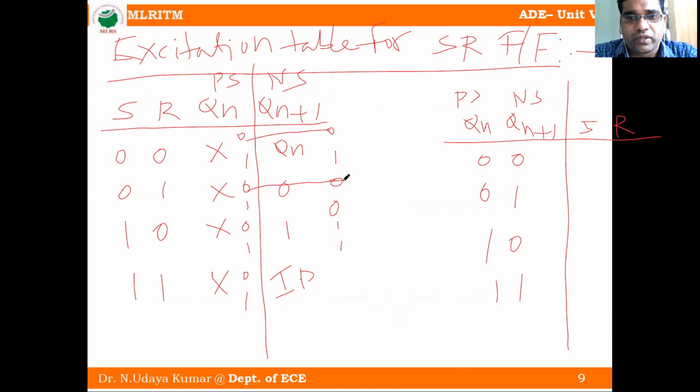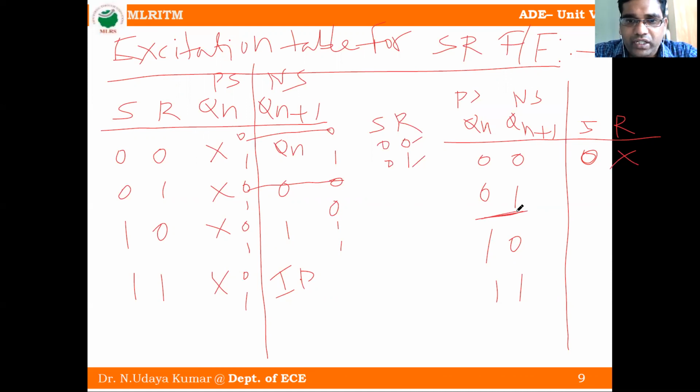Okay, so we will write here SR. For 0 0, which combination here? This one is 0 0. Then here also we are getting 0 0. What is the input with respect to it? The input is 0 1. Okay, so from this you can observe S is 0. That means it's mandatory, we have to give S equal to 0. R is equal to cross, meaning don't care, that means either 0 or 1. Okay, so this is called the excitation for 0 0.